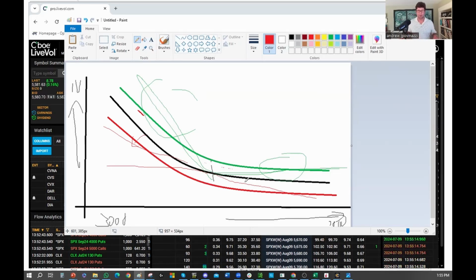Now, this could be any term for SPX volatility. But if we're looking at VIX, that's the 30-day cohort of options. And so you have these curves. I know this looks goofy, but volatility can move all kinds of different ways. These skew curves can move all kinds of different ways.